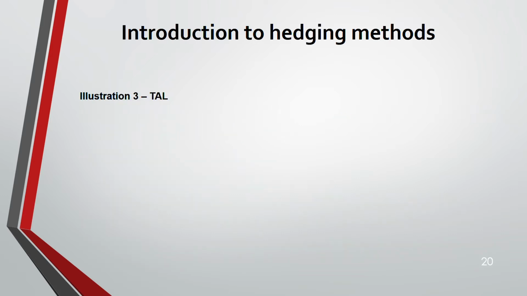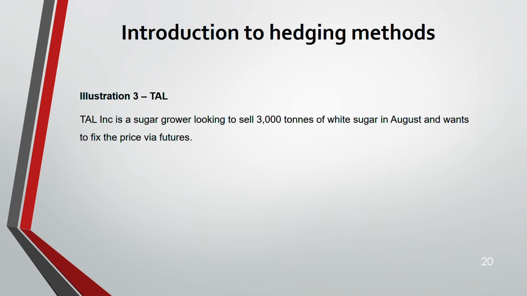Let's illustrate this. TAL is a company, a sugar grower, who is looking to sell 3,000 tons of white sugar in August. This white sugar is the underlying asset. They want to sell it in August, 3,000 tons, and they want to fix the price today because they don't know what the price will be in the future because of the exchange. It might go up, down. So they want to fix the price today. That means no matter what happens to the price in August, you are going to get the price that you have decided today based on the contract.